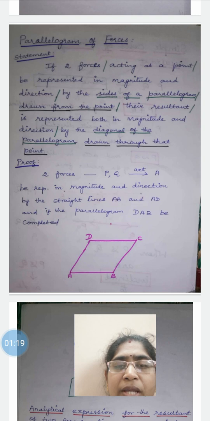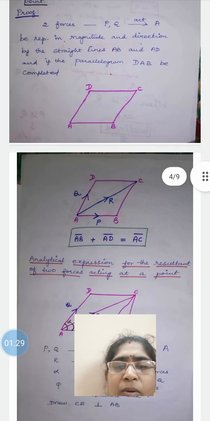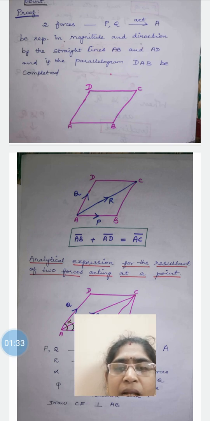Take two forces P and Q to act at a point A, and it is represented in magnitude and direction by the straight lines AB and AD. Now complete the parallelogram DAB. So P is the force acting along AB and Q is the force acting along AD. So their resultant is R, which is acting along the diagonal AC. So in vector notation it can be written as AB plus AD is AC.